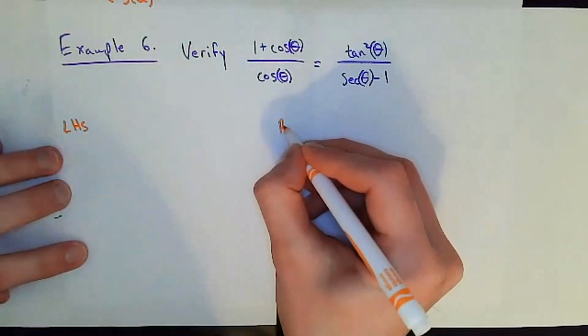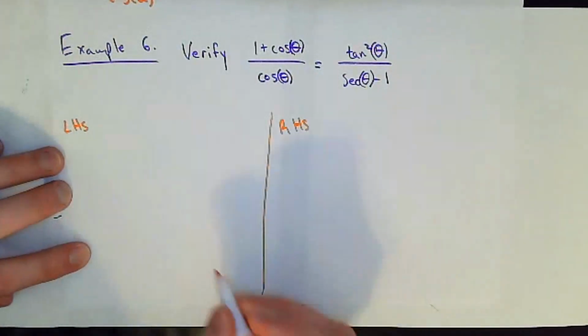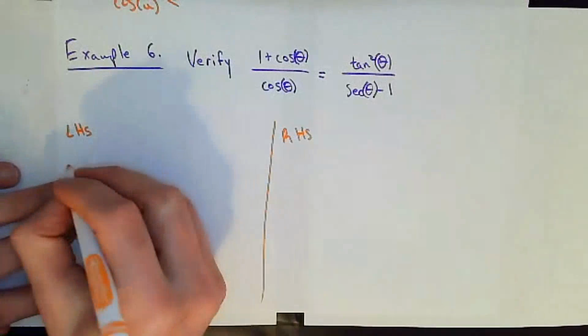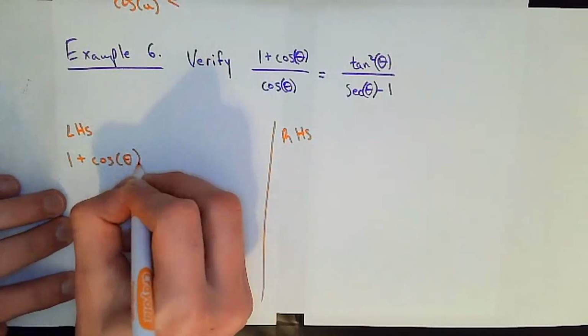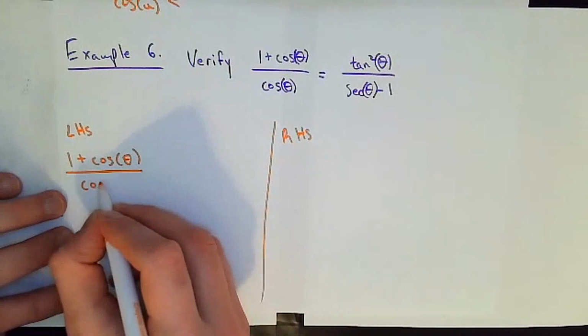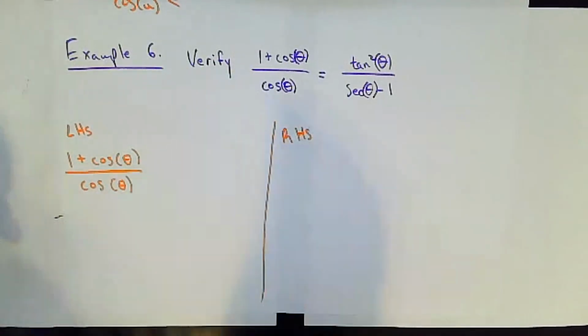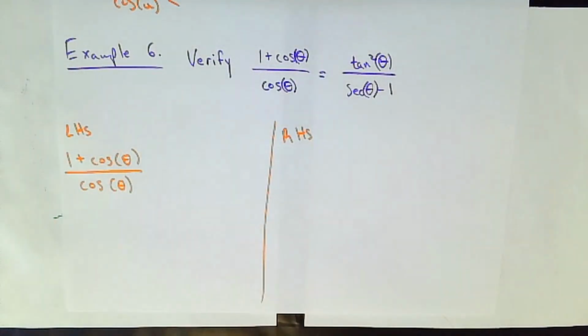and right-hand side separately again. Left-hand side is 1 plus cosine of theta over cosine of theta. What can I do there?